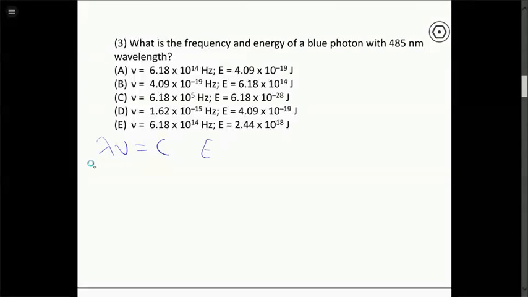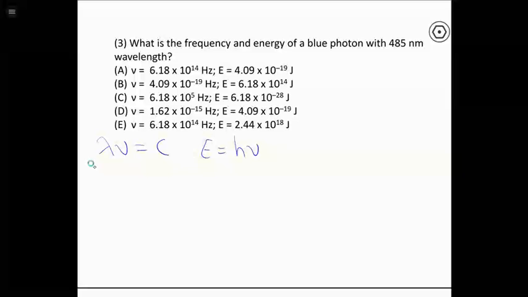The energy is going to be given by another constant h times the frequency. So h is Planck's constant, and this was one of the key developments in early quantum theory, figuring out that the energy of electromagnetic radiation is quantized into little packets of energy that have a value of h times the frequency. And we can rearrange this equation.